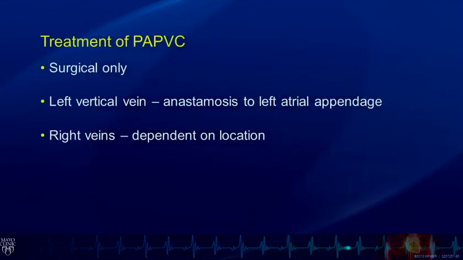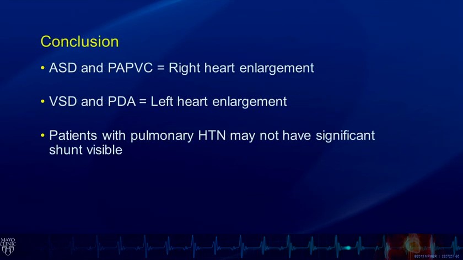So the treatment of partial anomalous pulmonary venous return is surgical only, and the type of surgery depends on where your anomalous veins reside. If you have a left vertical vein, as seen in the last echo clip, this is actually a relatively straightforward surgical procedure where the vertical vein is anastomosed to the left atrial appendage, and this can even be done off pump. Right veins, however, can be quite complicated, and their surgical redirection depends on the location as they return into the superior vena cava or the inferior vena cava.